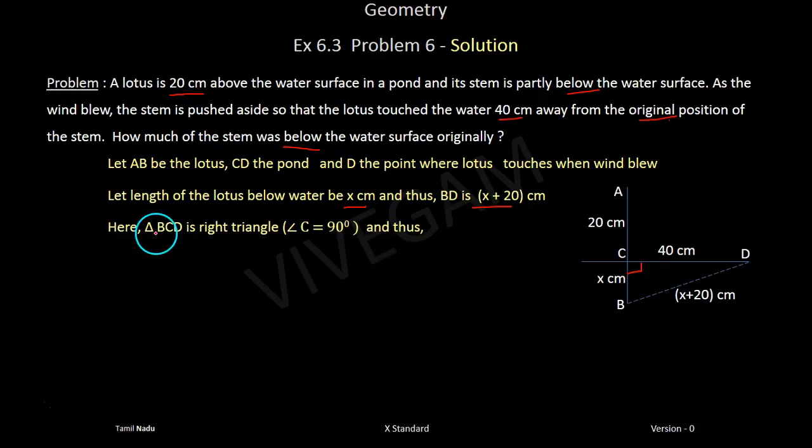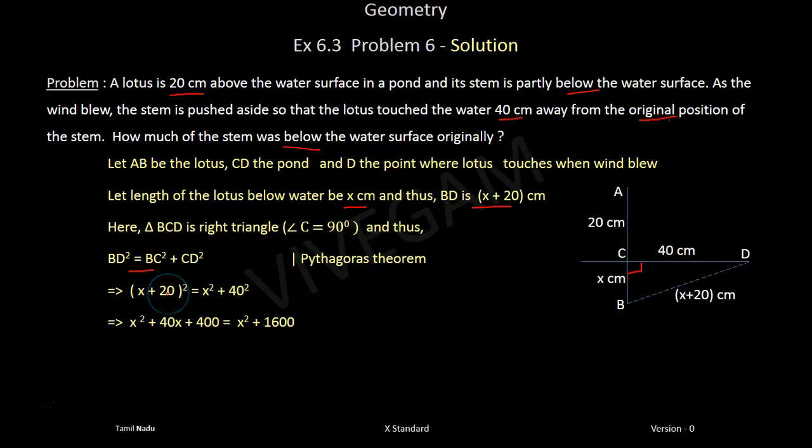Now triangle BCD is a right triangle at C, that is, C is 90 degrees. Thus, applying Pythagoras theorem, BD square equals BC square plus CD square. Now you can apply the values. BD is x plus 20. BC is x. CD is 40. So substitute all these values. This becomes x plus 20 the whole square equals x square plus 40 square.